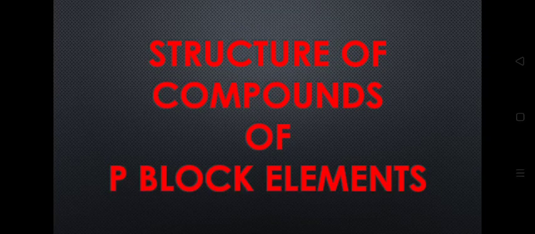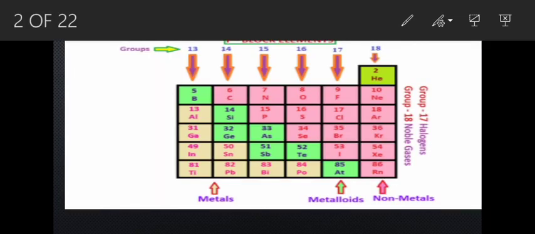Good morning, बच्चों. Today we will discuss structures of compounds of p block elements. P block elements start from group number 13 and end at group number 18. Group 13 is called the boron family, 14 is the carbon family, 15 is the nitrogen family, 16 is the oxygen family, 17 is the fluorine family or halogen family, and 18 is the noble gases.